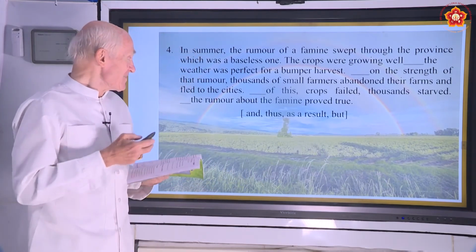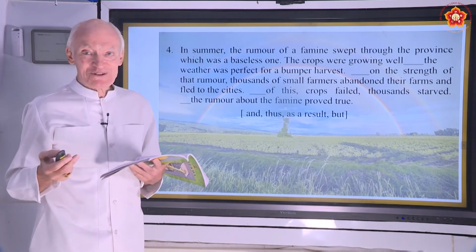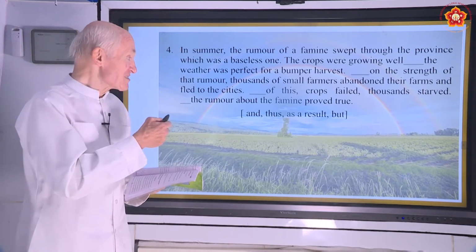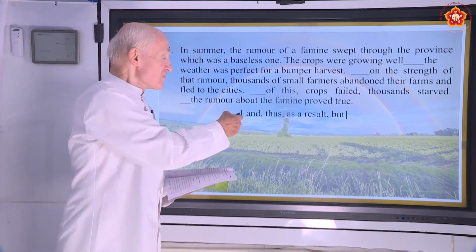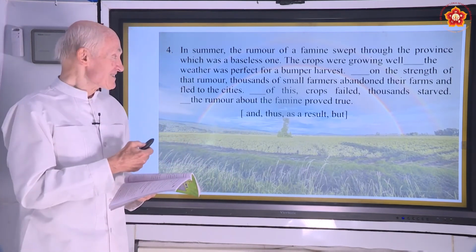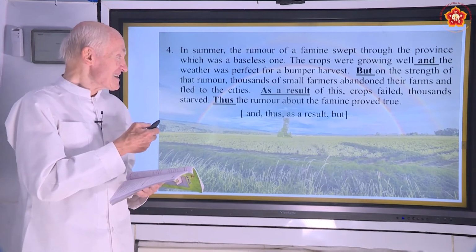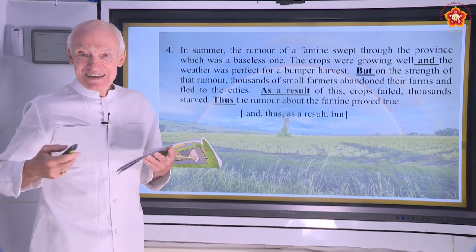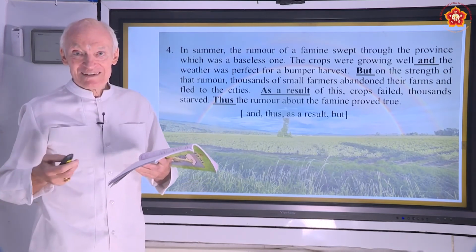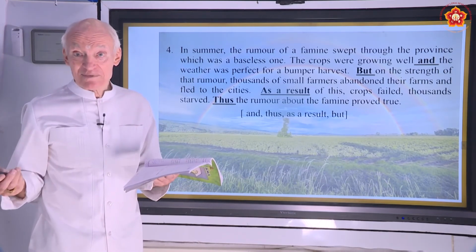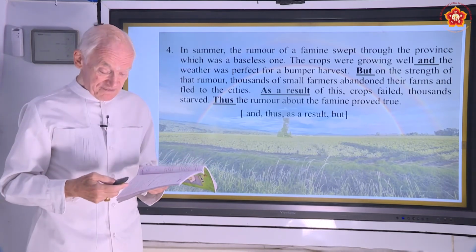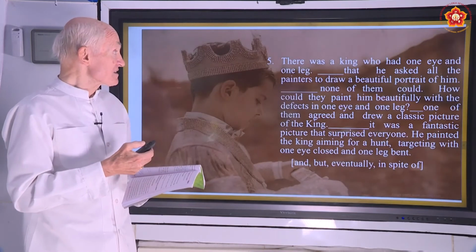And then the rumor about the famine proved true. Even though there wasn't going to be a famine because of a bumper crop, we have a summation. The summation word is thus, okay? So let's see. Thus the rumor about the famine proved true. Because these people ran away from their farms, the crops weren't harvested, and a famine did happen. And so the linkers pulled together the whole story. Let's see, I think they give us another example.